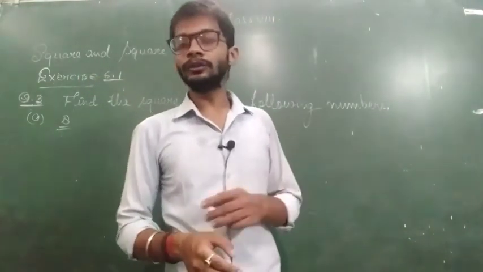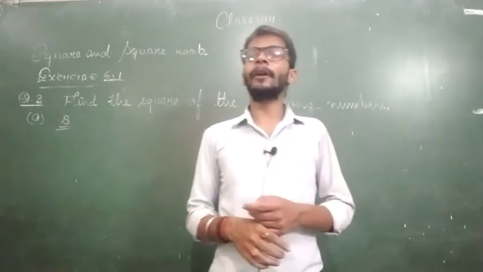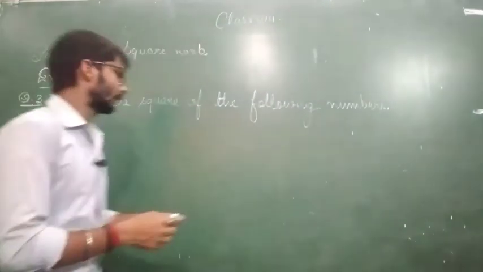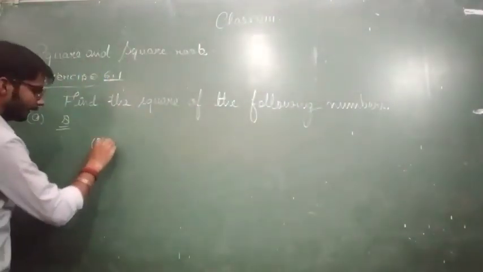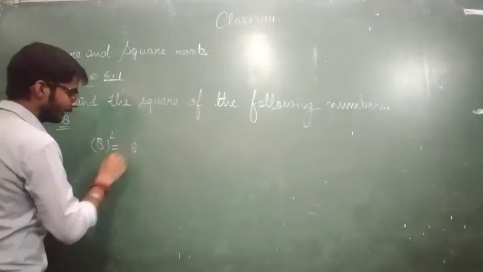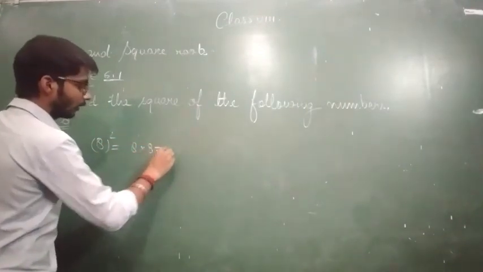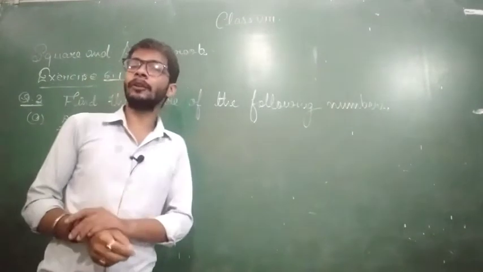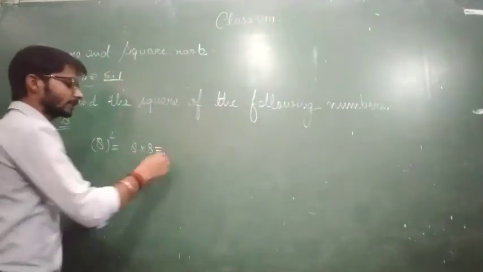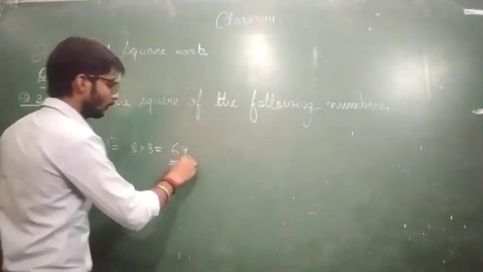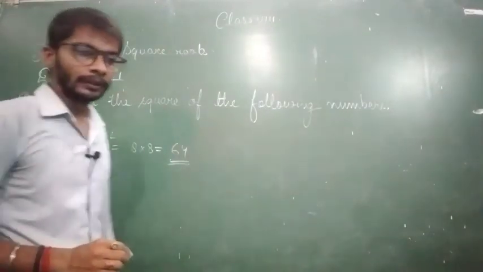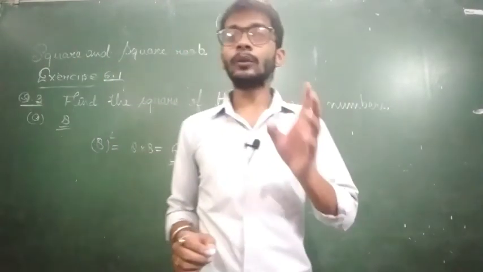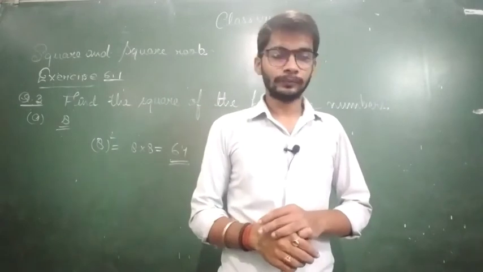So here come to question number 3, which is: find out the square of the following numbers. In this question the first part is 8 and we have to find the square of 8. So here we will write the square of 8 is equal to 8 multiplied by 8, or the number multiplied by itself is the value of the square. So 8 8s are 64. So this is the square of the given number 8, and 8 is the square root of the given number 64. ठीक है.